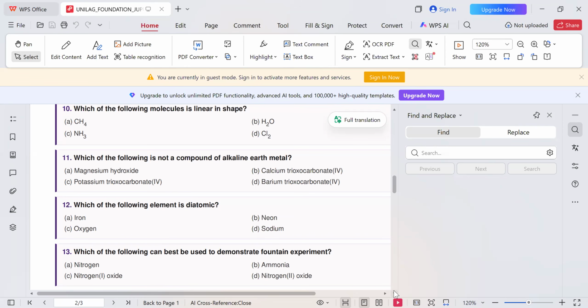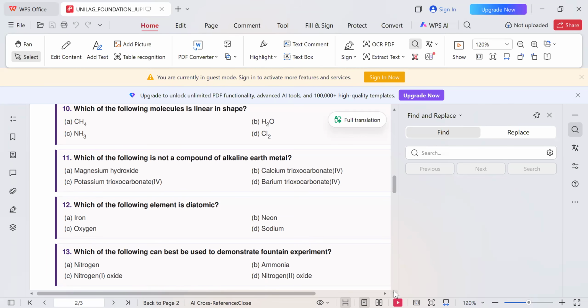Number 11, which of the following is not a compound of alkaline earth metals? So the answer here is potassium hydrogen carbonate. And what do you call alkaline earth metals? Alkaline earth metals are metals that have a +2 charge. Please take note, we have alkali metals and alkaline earth metals. The alkaline earth metals are the ones that have a +2 charge. If you break down potassium, we are going to have potassium +1 ion, magnesium +2 ion, calcium +2 ion, and barium +2 ion. So the odd one out here is potassium, as it has only a +1 ion.